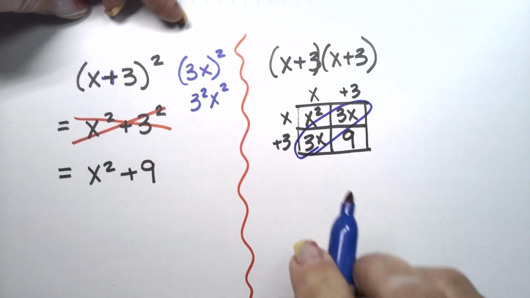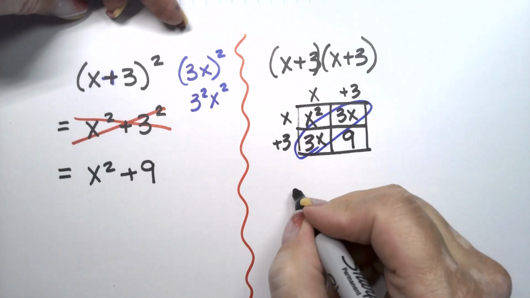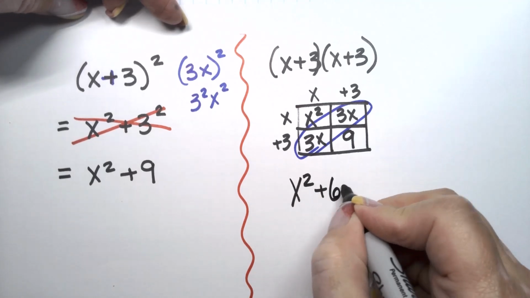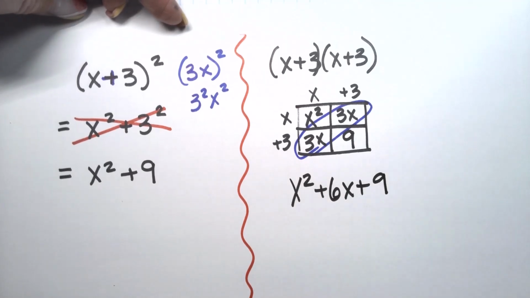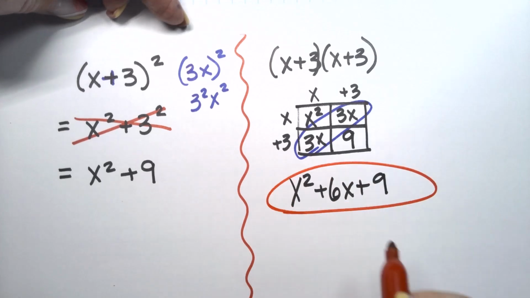Now we have to combine those. And we end up with x squared plus 6x plus 9. And that is the correct answer.